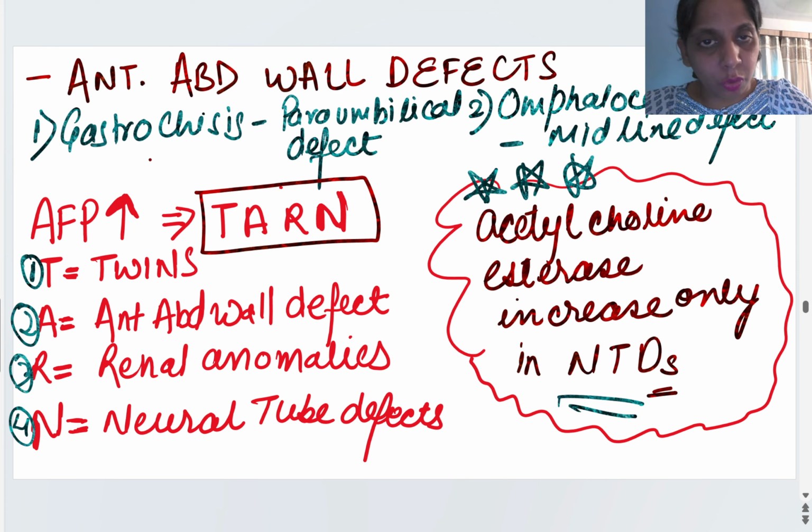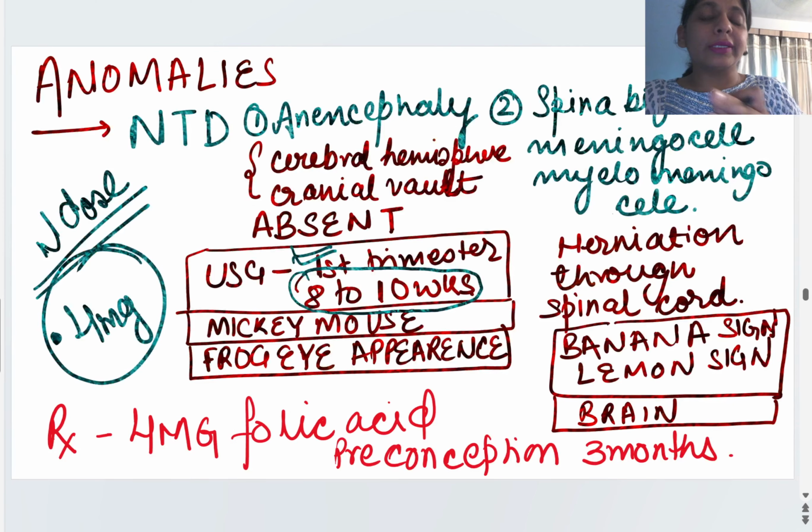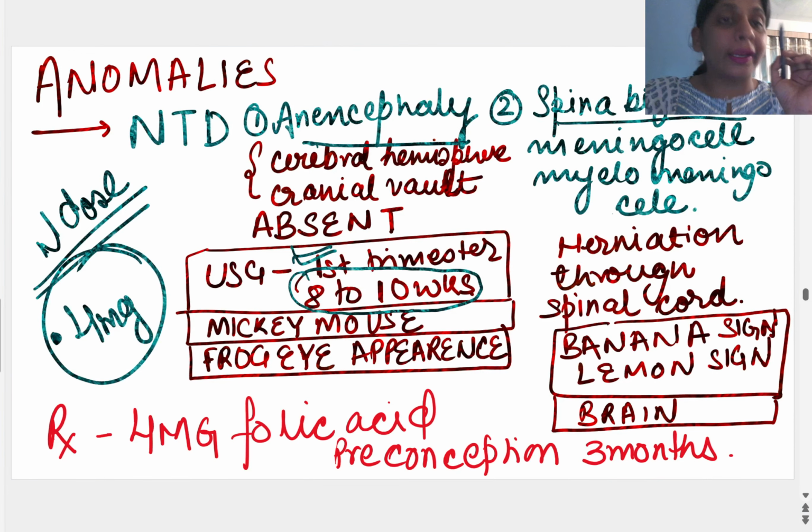Okay, it is increased only in the neural tube defects. That's all about the anomalies. Just we had two slides. Number one slide was this: neural tube defects are of two types, anencephaly and spina bifida. Anencephaly can be diagnosed as early as 8 to 10 weeks on ultrasound, because here the cranial vault is absent, cerebral hemispheres are absent, the appearance is Mickey Mouse or frog eye appearance.